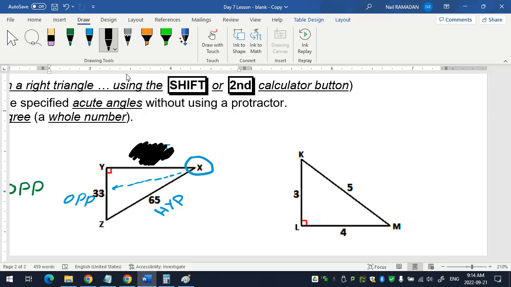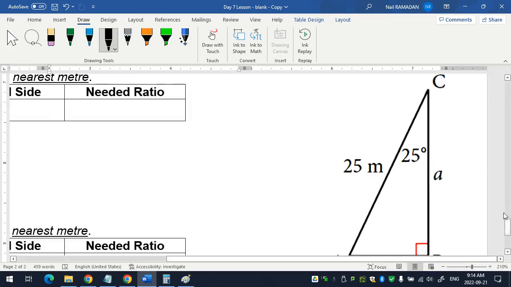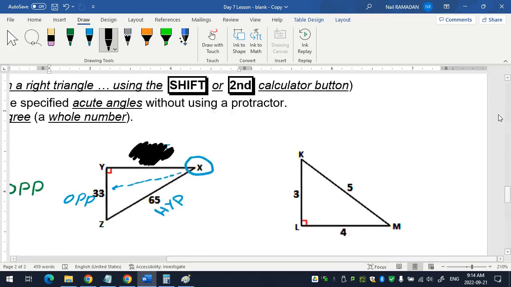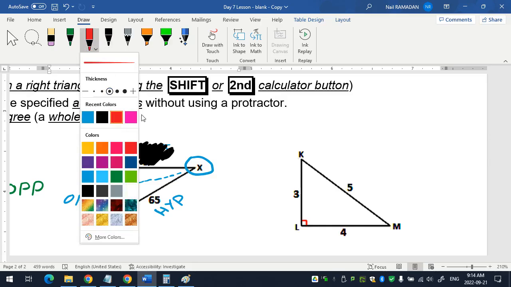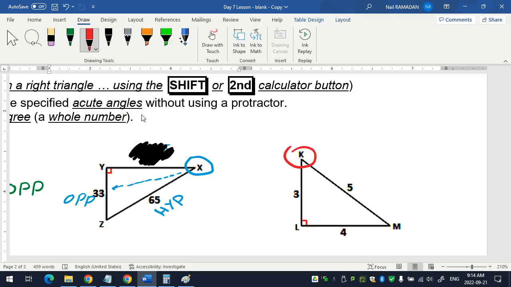So everyone, this is your homework. But you know what? I'm gonna start you off on it. Which angle are you asked to find here? Everyone, which angle are you asked to find here? So what do you circle? Go ahead. Let's circle K. And let's use a different color. Let's use the red. K. Where's the hypotenuse? Come on.